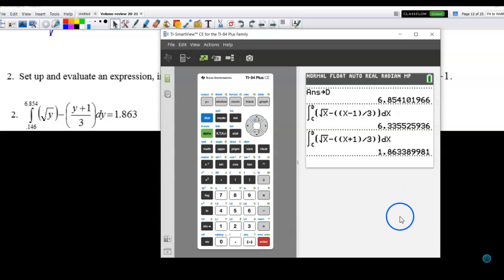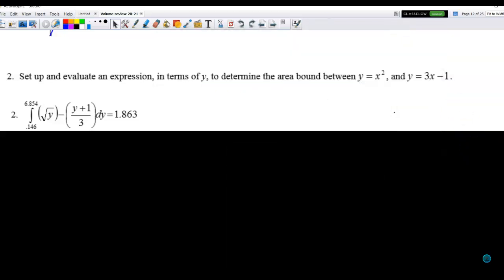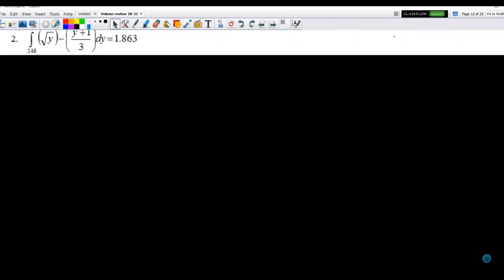And the area is the same. It makes sense. We're finding the area of the exact same region, so we expect to have the same answer. We just did it in terms of x as well as in terms of y. All right, so that's problem number 2. I'd spend some time paying attention to that.